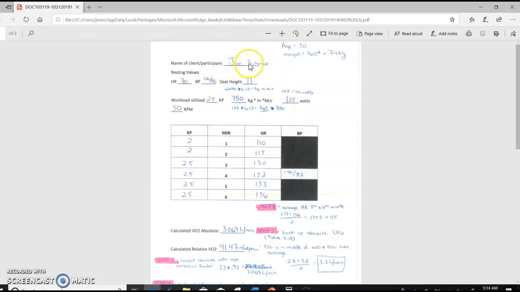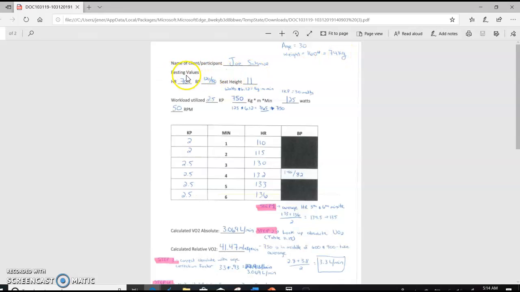So we have Joe Schmo. He is a 30-year-old client and he weighs 160 pounds. Just to take a step out of all the math, I immediately converted that to kilograms. So 160 divided by 2.2 gives me 74 kilograms. Okay, so that's the conversion for that.